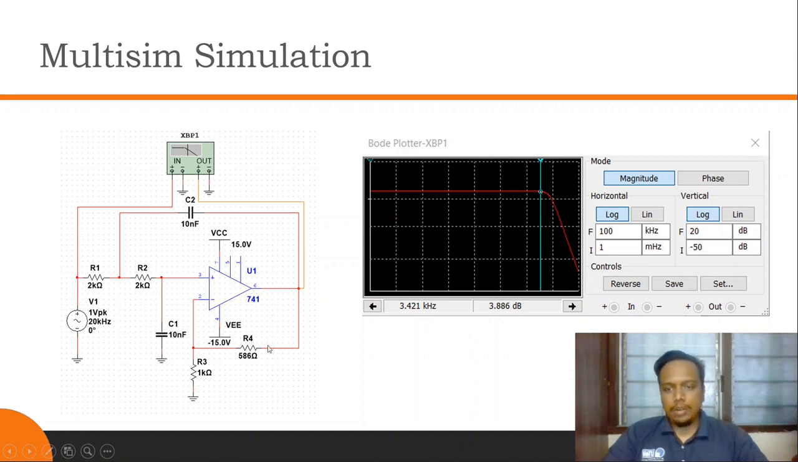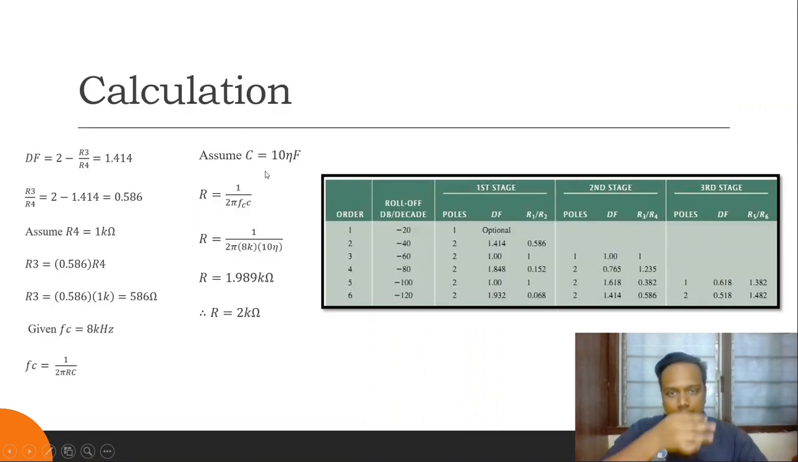So now go back to the circuit. You can see there are different values. We got the values from calculation. This is the calculation, and for the LPF we can see there is a table of fixed values. So now we need to find the value of the resistor. We find it via the damping factor formula.